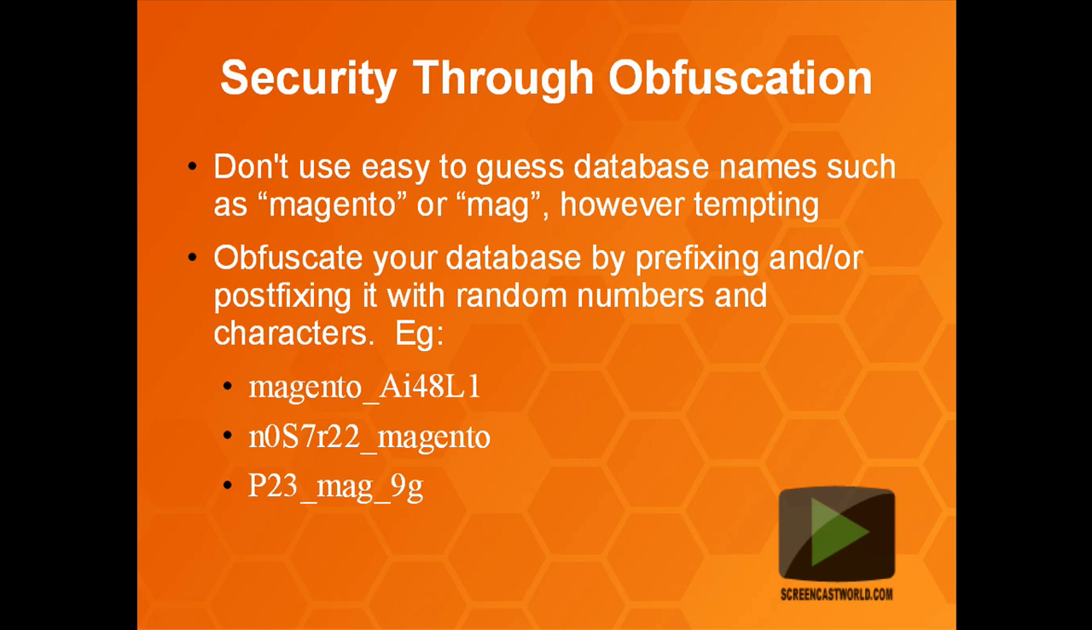So the first example we have here is adding a suffix to our database name. So we have Magento_AI48L1. The second example is adding a prefix to your database name, such as N0S7R22_Magento. And finally we have an example of prefix and postfixing of P23_mag_9G. It's best to avoid ultra-long database names or names with special characters in. However, it still needs to be meaningful to your database administrators.